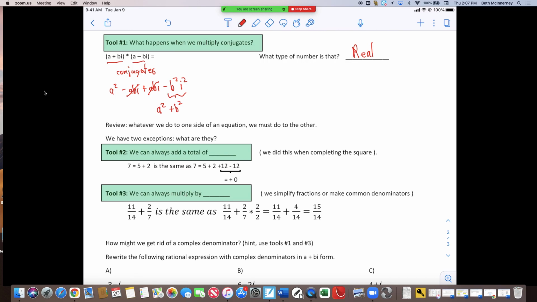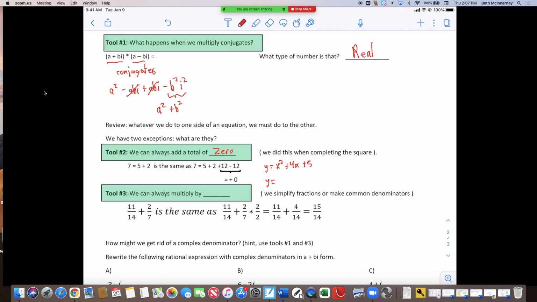So we can always add to one side a total of 0, right? Because if we add 0 to an equation, does it change anything? No. And so we've been using this when we complete the square, right? If you have y equals x squared plus 4x plus 5, what we've been doing is saying, okay, if we want to get this into vertex form, we're basically going to add a 0 by adding a number and then subtracting that same number.